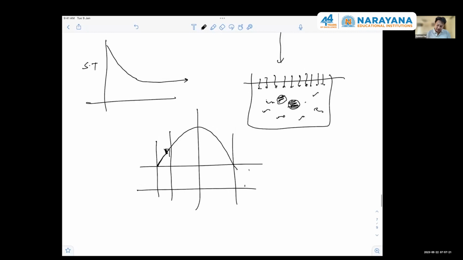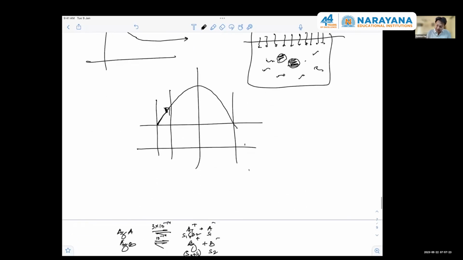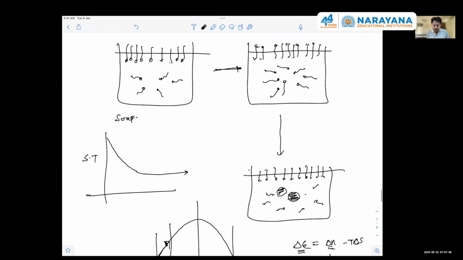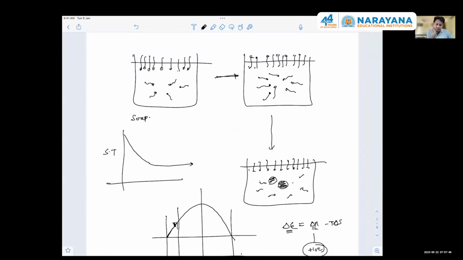That's a very interesting thing. You can also judge it by this: delta G is equal to delta H minus T delta S. Keep it in mind, the delta H of this process is positive, because soap always dissolves endothermically. So if this is positive, how is this spontaneous process going to take place? Only if the delta S is what? Positive. So these two thumb rules will tell you how the entropy is increasing during this process.